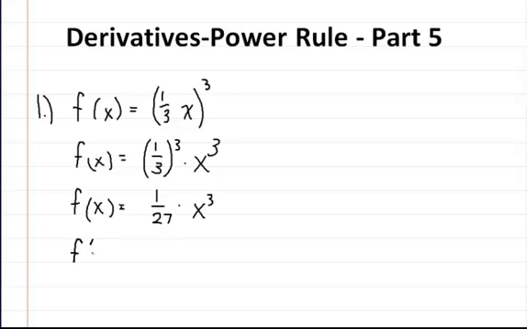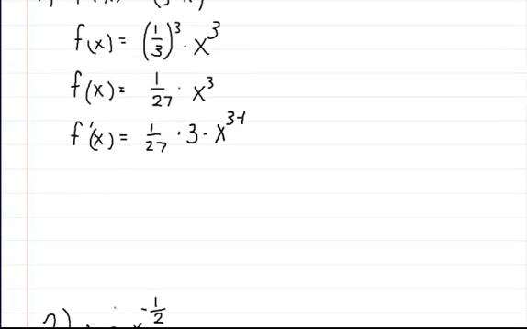So the derivative of f of x is equal to 1/27. And remember, when you're dealing with the power rule, you bring down the 3 and you subtract 1 from the 3. So let's do that. First thing is bring down the 3, so it's going to be times 3. Then I'm going to subtract 1 from the 3, so it'd be 3 minus 1. And so the answer to this problem is the derivative of f of x is equal to, oh by the way, 3 goes into 3 once and 3 goes into 27 9 times. So this is going to be 1/9 x squared.